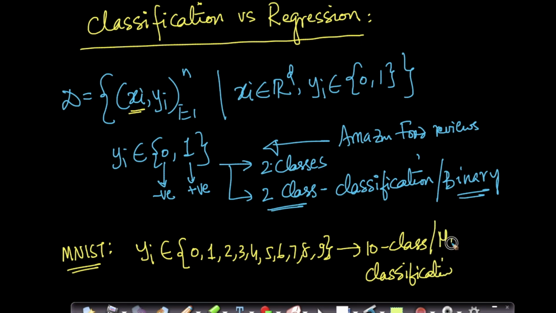Oftentimes it's also called a multi-class classification problem. Multi-class because it's more than two classes. It's no more a binary classification task. We're going from a two-class classification to a multi-class classification by just changing the number of classes. But one thing you should notice is there are two classes here and there are 10 classes here.